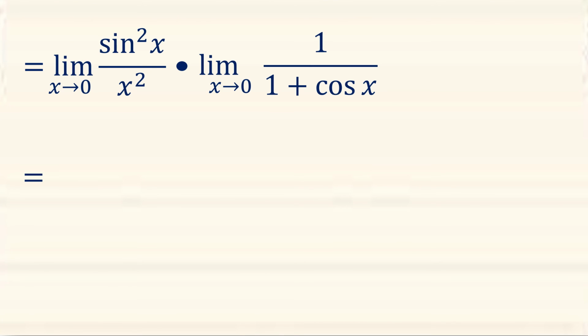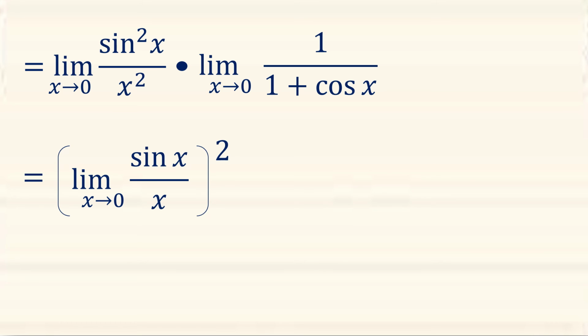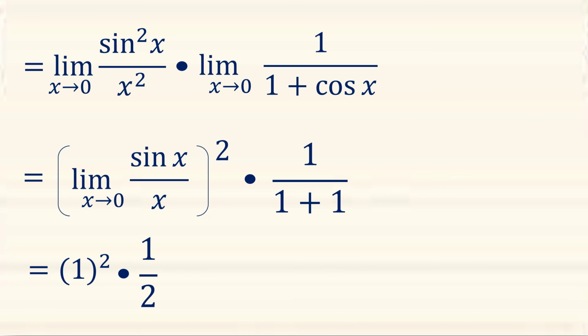So simplifying further, this can be written as limit sine x over x as x approaches 0, raised to 2. Then limit 1 over 1 plus cosine x as x approaches 0 is equal to 1 over 1 plus 1. So it's just an easy limit. Just substitute the value of 0. So we have 1 squared because we have the identity limit sine x over x as x approaches 0 is equal to 1. Then this one will be equal to 1 half. So 1 times 1 half is equal to 1 half.